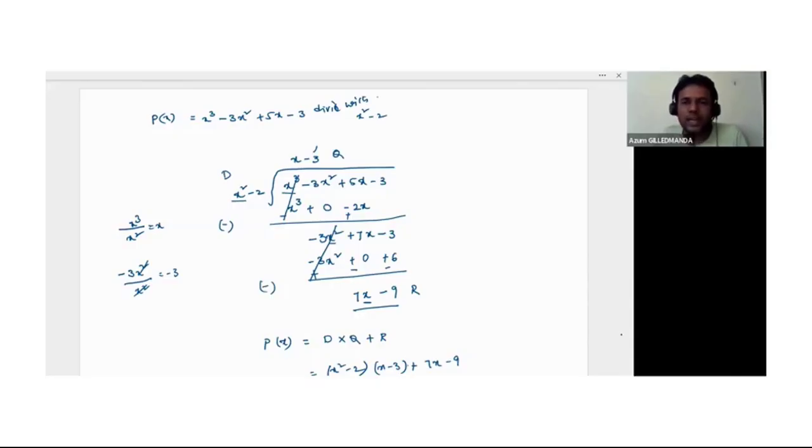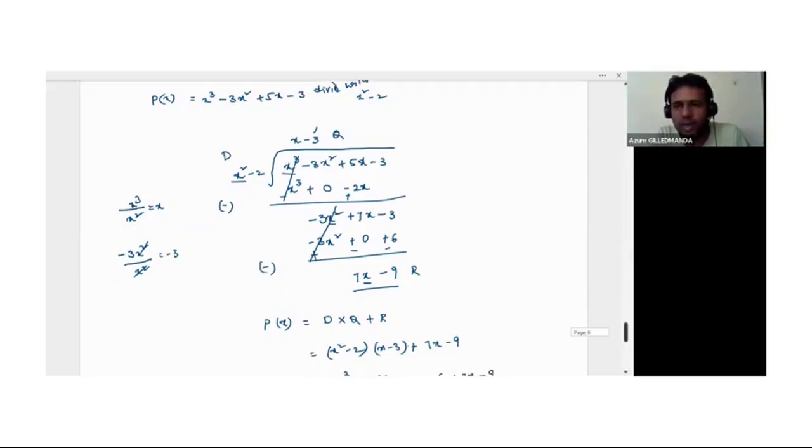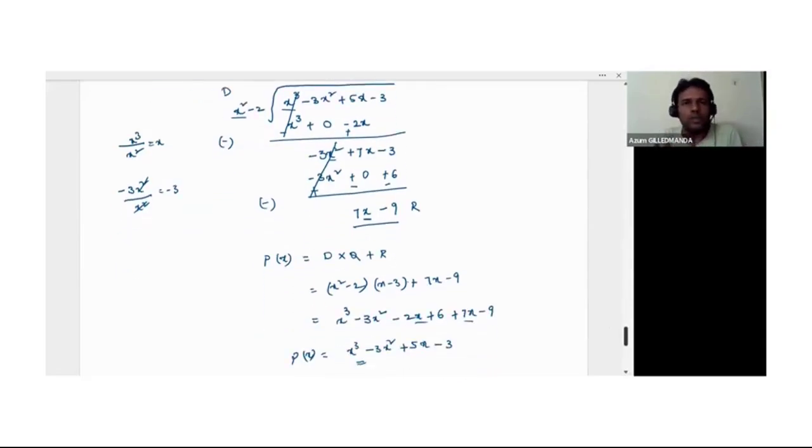This 7x minus 9 cannot be further reduced because here there is an x term, and there it is a square term. So you cannot simplify it further. So whenever you get a power of x which is less than the divisor's highest degree, that's where you need to leave that division. So here that will become your remainder. Then you have validated using the principle dividend equals divisor into quotient plus remainder. And you have simplified and you have got your dividend, that is P of x. That means the division that you have done is correct.